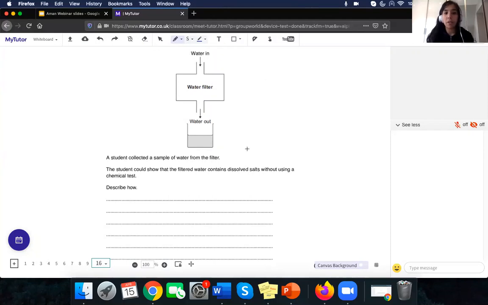Remember, crystallization is not a chemical test. So it is a physical test. Does anyone know why we count it as a physical method? Why are all the methods I've taught today and yesterday physical methods and not chemical? Yep, there's no reactions going on. They're just separations. Excellent. Okay, so we heat up the solution. Great, so that's the first thing.